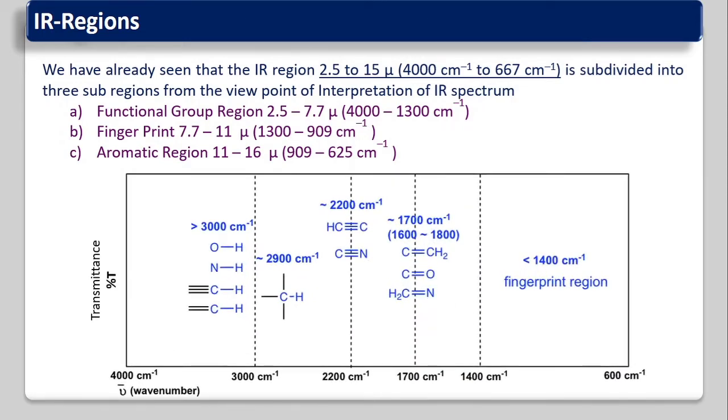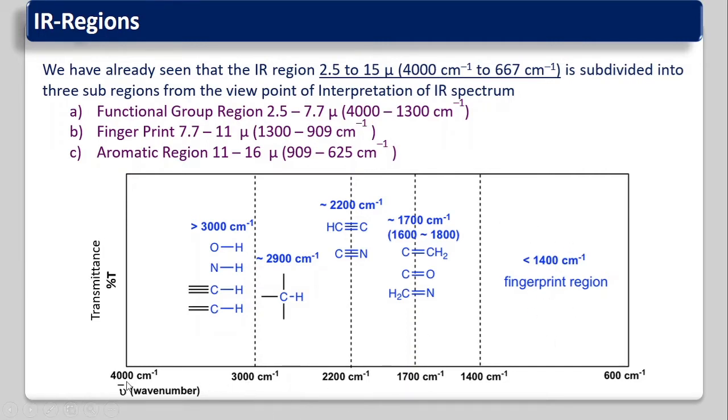So in graphical form, this region around 600 to 1300 or 1400 centimeter inverse is called the fingerprint region. In this region, all the single bonds, all the skeleton bonds, sigma bonds, absorb radiation. It gives peaks over this region.